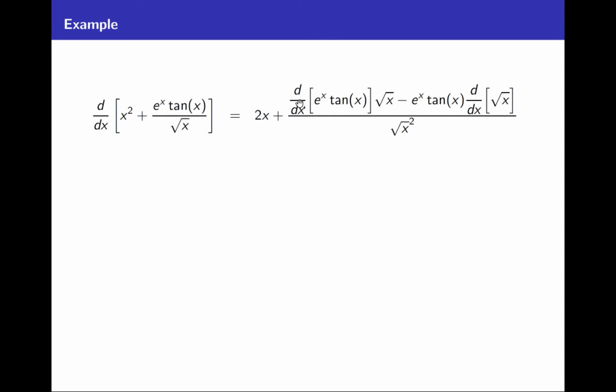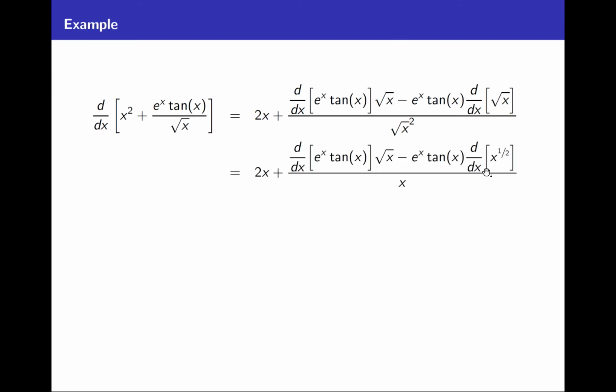So the quotient rule is right here. It says take the derivative of your top function, e to the x tangent of x, times your bottom function, which is the square root of x, minus your top function, e to the x tangent of x, times the derivative of your bottom function, square root of x, all over the bottom function squared. So that's our first step. We've applied the sum difference rule and the power rule right here, and we've set up the quotient rule. But we have to keep going because there's still derivatives to take in applying the quotient rule.